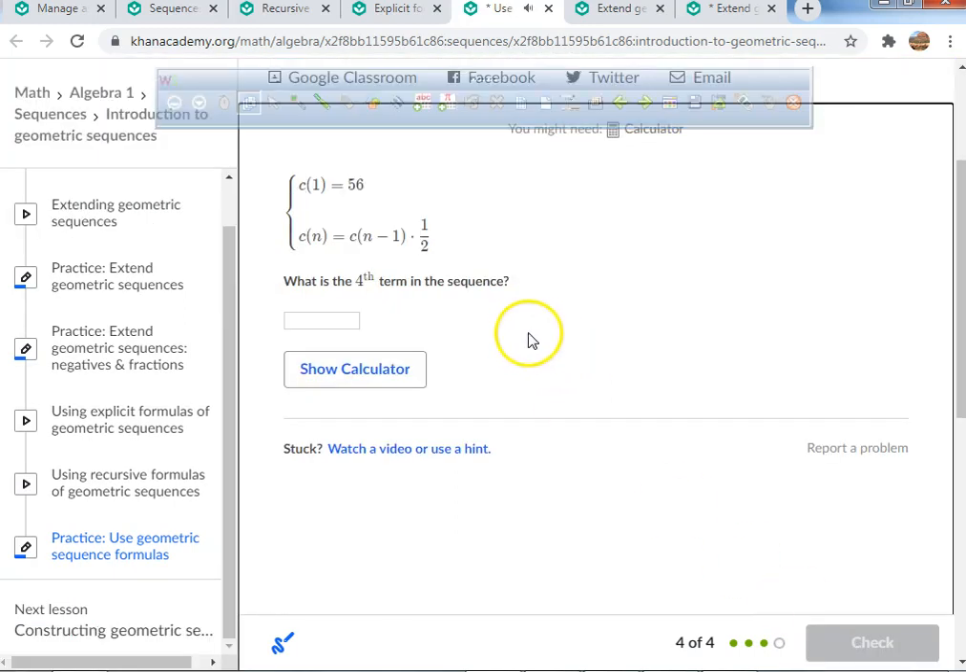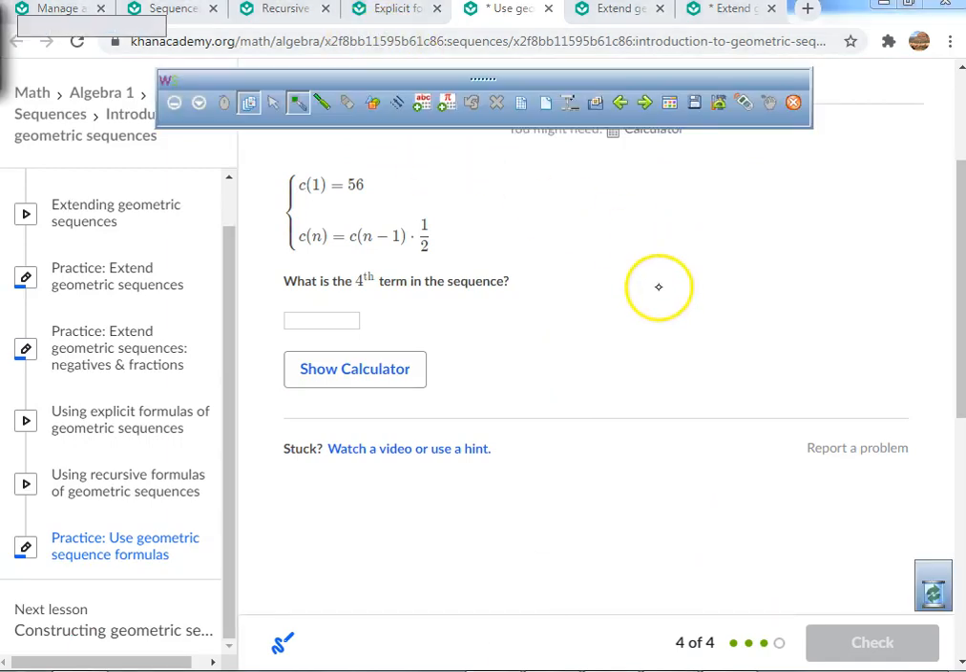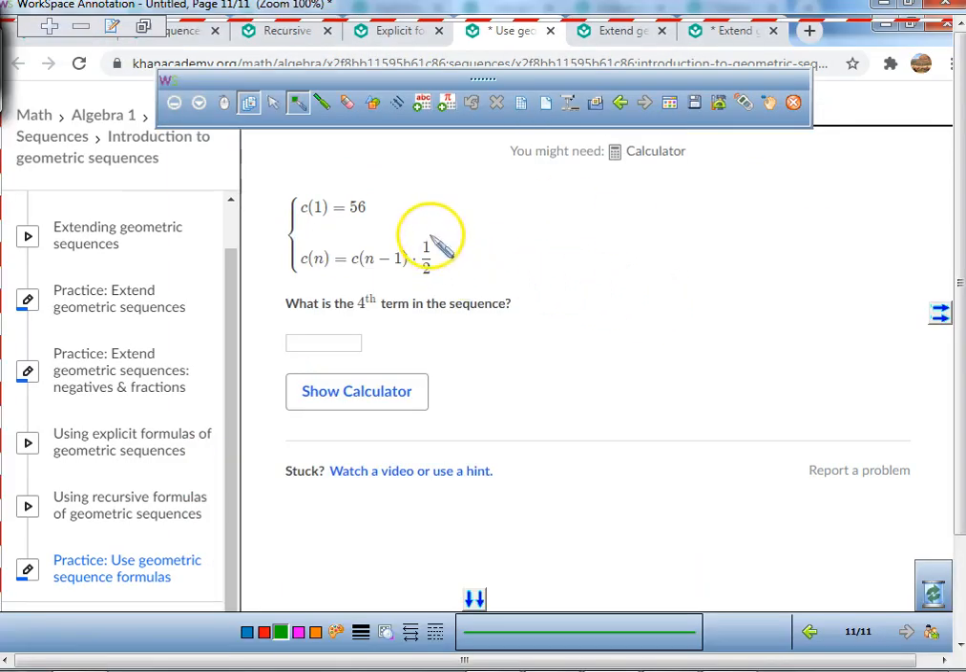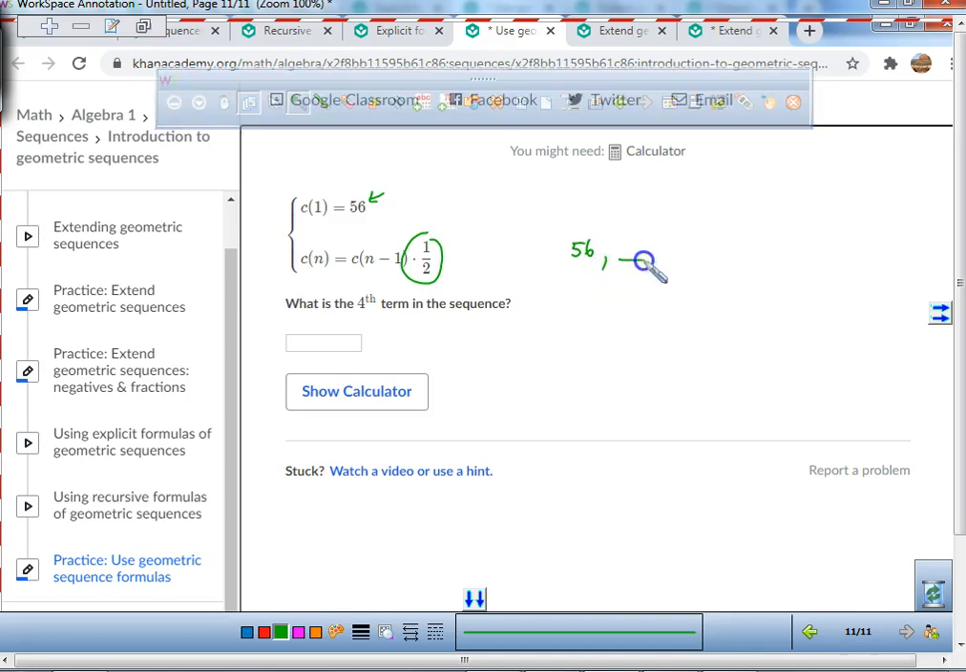All right, let's look at this next one. This one, same concept, a little bit different way of doing it. They've given us the common ratio, which is a half. They've given us the first number, which is 56. So I'm just going to do this by hand, without having to use a formula. Sometimes logic is easier than using a formula.